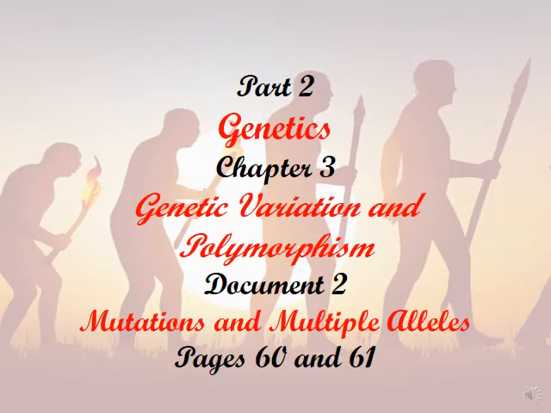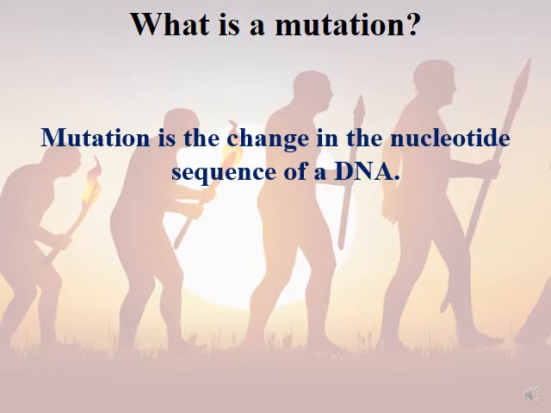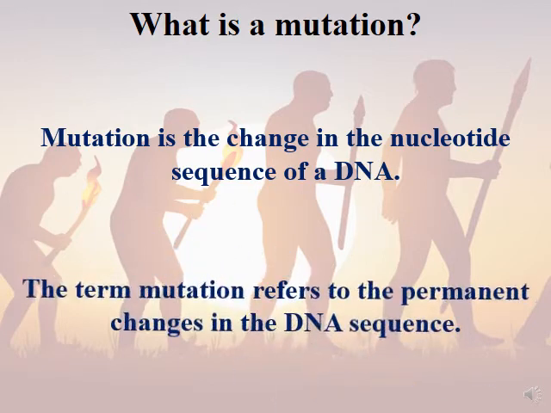So chapter 3, genetic variation and polymorphism, we're going to talk about document 2, about the mutations and the multiple alleles, pages 60 and 61 in your book. So first, what is a mutation? Mutation is the change in the nucleotide sequence of the DNA. This mutation is going to be a permanent change in the DNA sequence, meaning that it's going to be passed on over the generations.